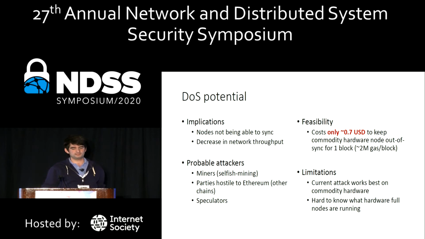The next important point is in terms of cost and feasibility. This is actually super cheap to execute. To just keep nodes out of sync, at the rate we saw just before, we would need to include 2 million gas worth of malicious transactions per block. At the current price of Ethereum and the gas price, this would be around $0.7 to keep the nodes out of sync for one block. So it's less than $1 per block to actually perform such an attack, which is really, really cheap.